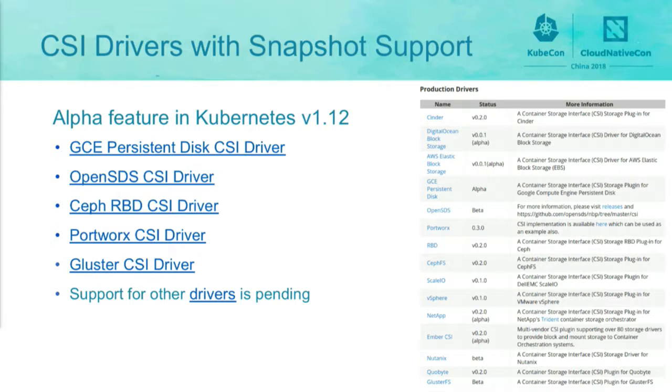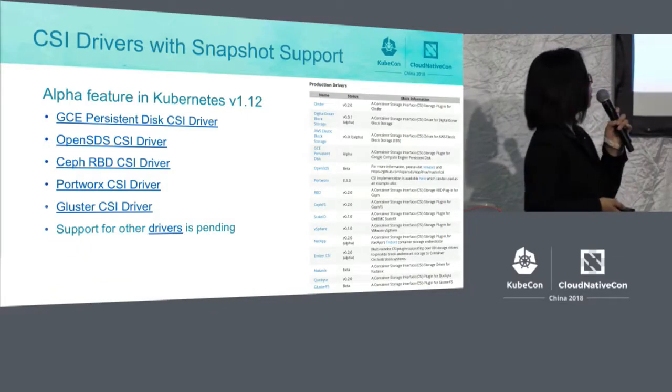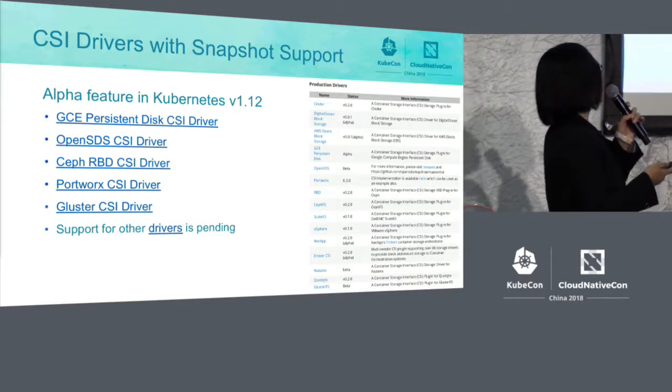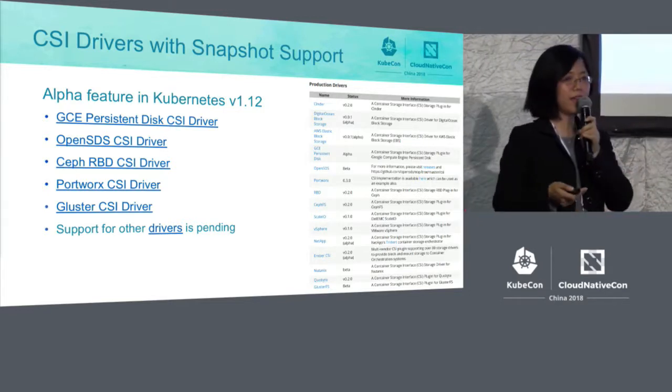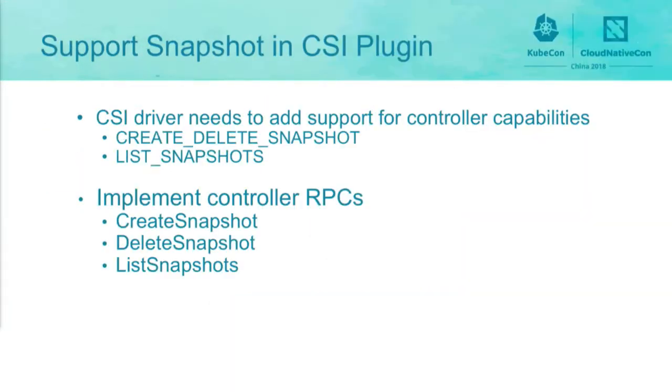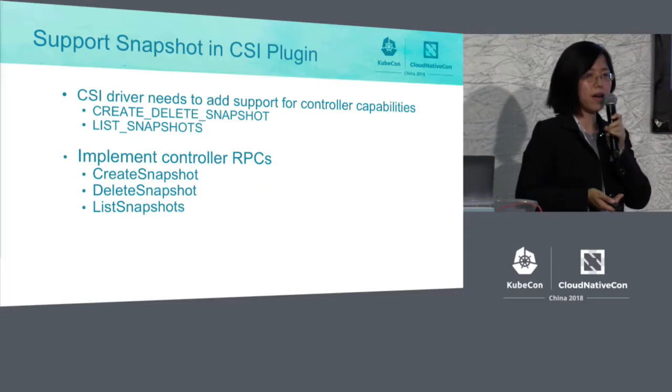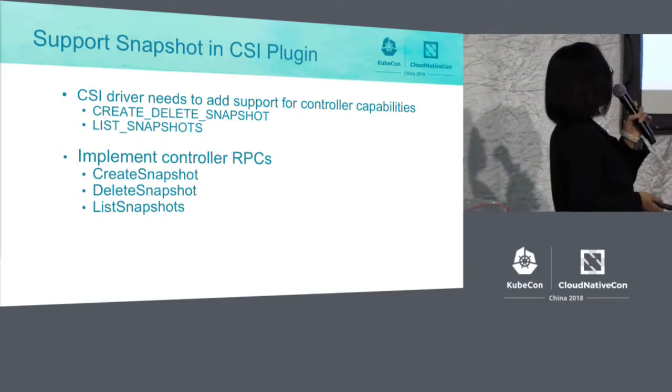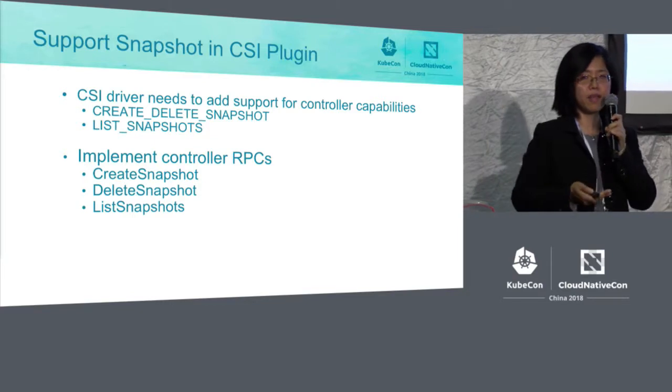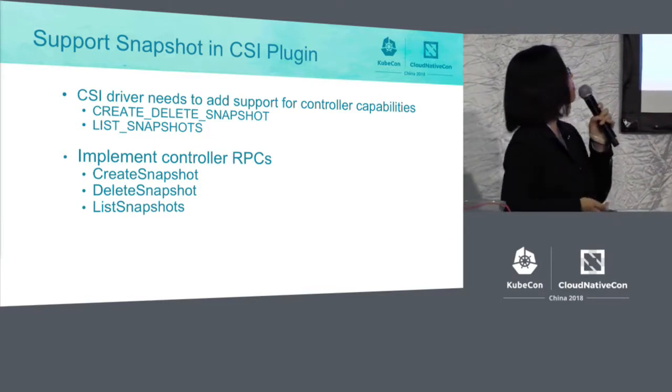And now, CSI Snapshot is available as an alpha feature since Kubernetes version 1.12. We have a handful of CSI drivers that already support Snapshot, and we hope the list will get longer. If anyone is interested in supporting Snapshot in your CSI plugin, it's very simple. You only need to implement 3 controller RPCs: create snapshot, delete snapshot, and list snapshot, so that your plugin has those capabilities.